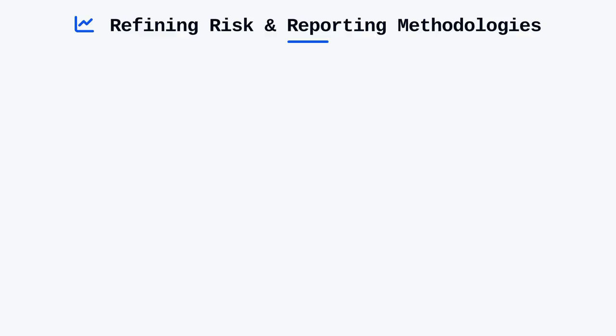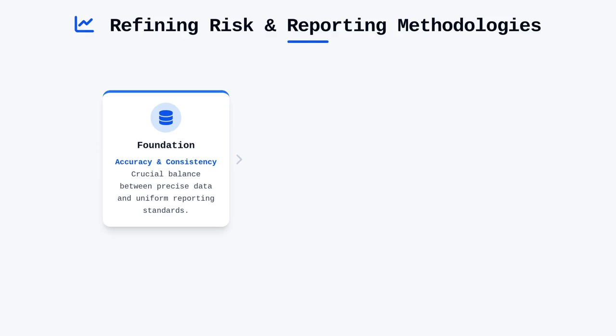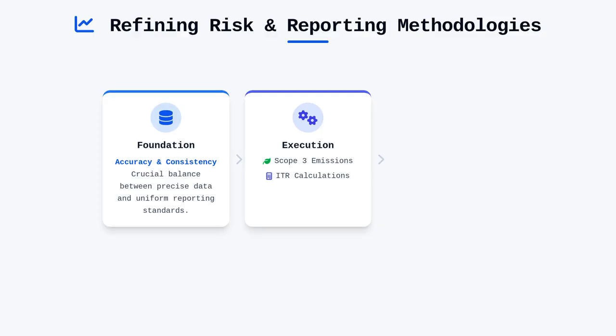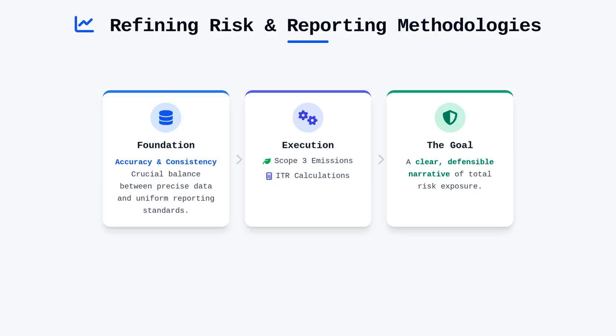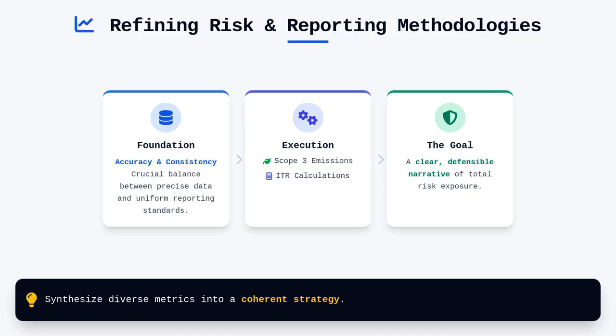As we continue to refine these methodologies, remember that consistency in reporting is as important as the accuracy of the underlying data. Whether you are adjusting for Scope 3 emissions or refining your approach to ITR calculations, the goal remains the same: providing a clear, defensible narrative of risk exposure. Effective risk mitigation depends on your ability to synthesize these diverse metrics into a coherent strategy that balances profitability with the reality of a transitioning global economy.